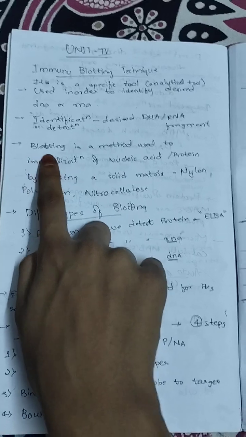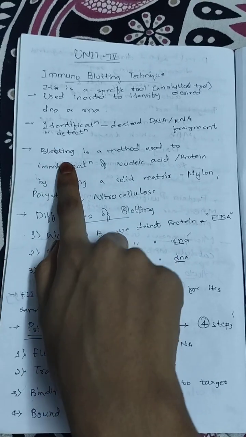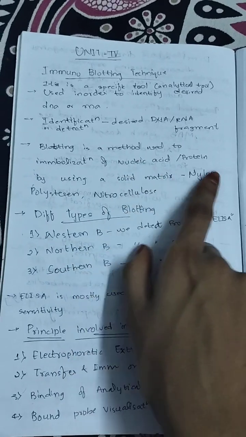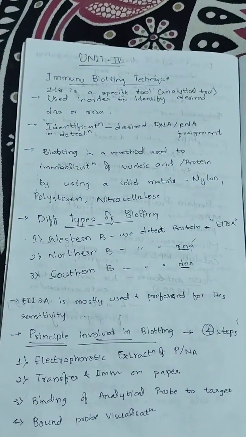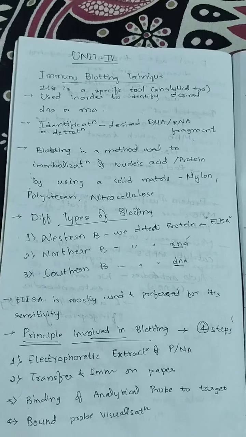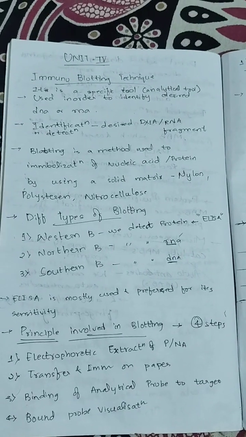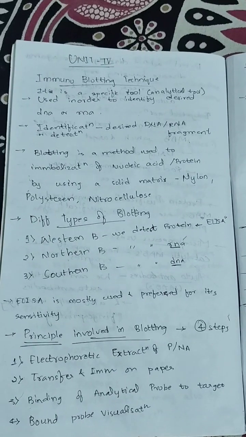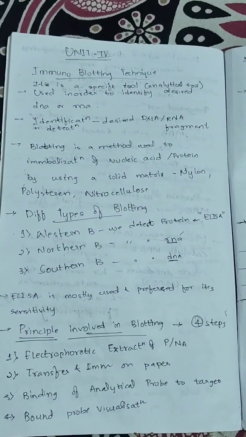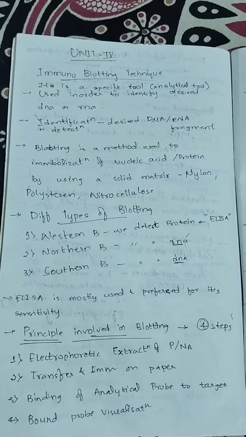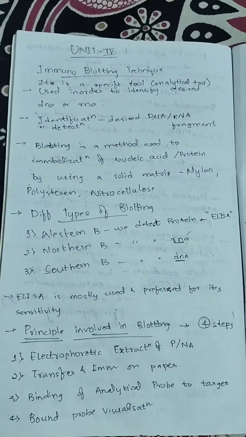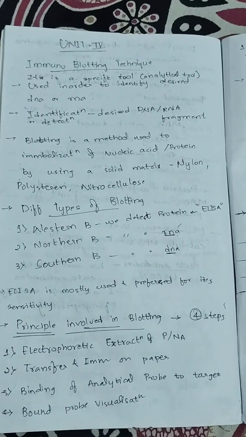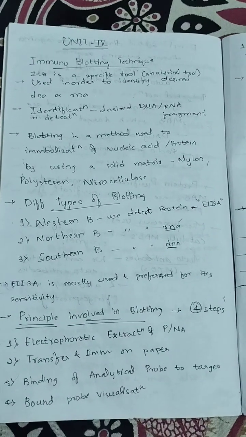So what is blotting? Blotting is a method used for immobilization of nucleic acid or protein with the help of a solid matrix. Some examples of solid matrix are nylon, polystyrene, and nitrocellulose. If we immobilize nucleic acid or protein with the help of a solid matrix, then that method is known as blotting.